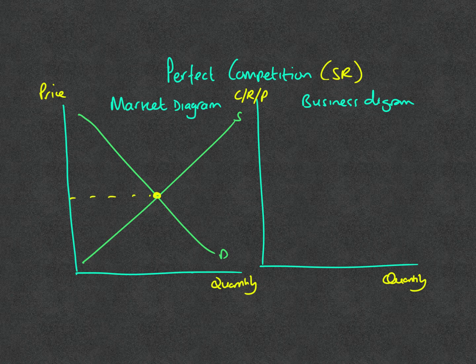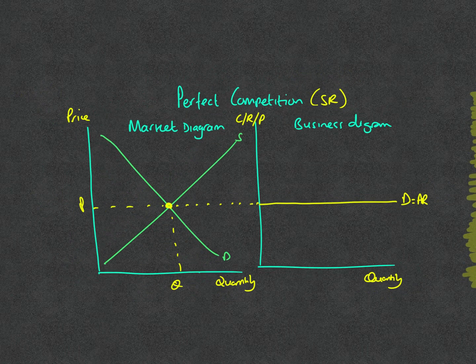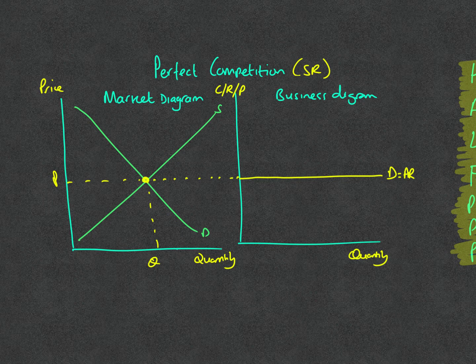So we start off with our market price and our market quantity, which is P against Q. And we use that now to take over to our business diagram. Now remember, we're price takers, so we have to accept the market price, which we do. This then creates our demand curve, which basically means that we have to accept that price as a business. So our demand curve is going to be perfectly horizontal, perfectly elastic. Our demand curve is equal to the average revenue curve, which is the price times quantity, and in this case, because the price is constant, it is also our marginal revenue.